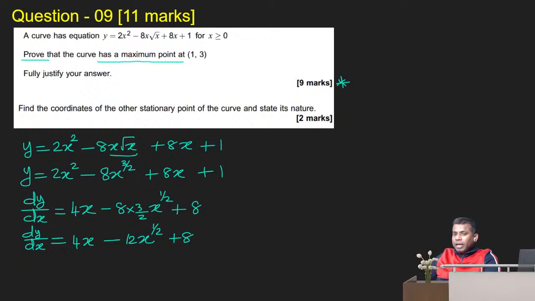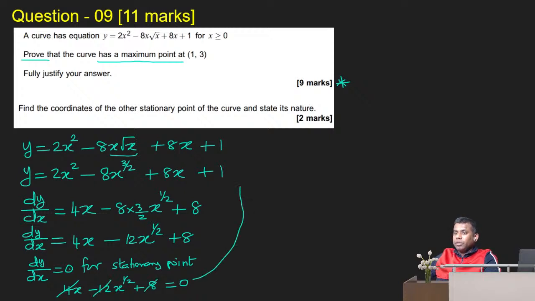So in this question, dy by dx, we already found this one. For a stationary point, you need to say dy by dx equals 0. I'm going to write it in a very short format: stationary point, 4x minus 12x to the power half plus 8 equals 0. I can divide everything by 4, so everything can be divided by 4. I'm going to continue the question from here.